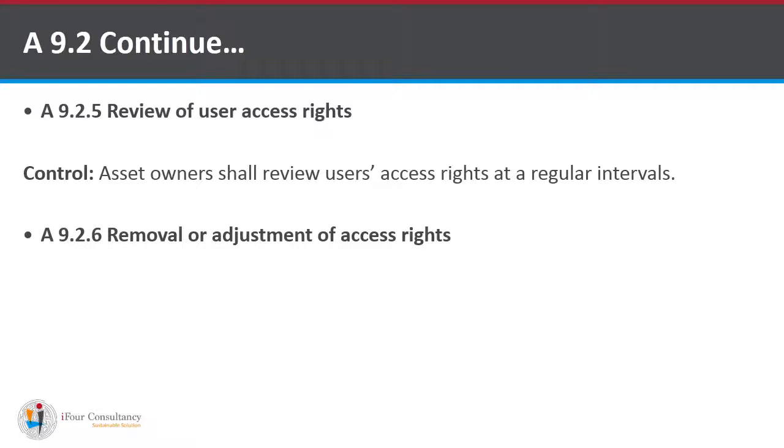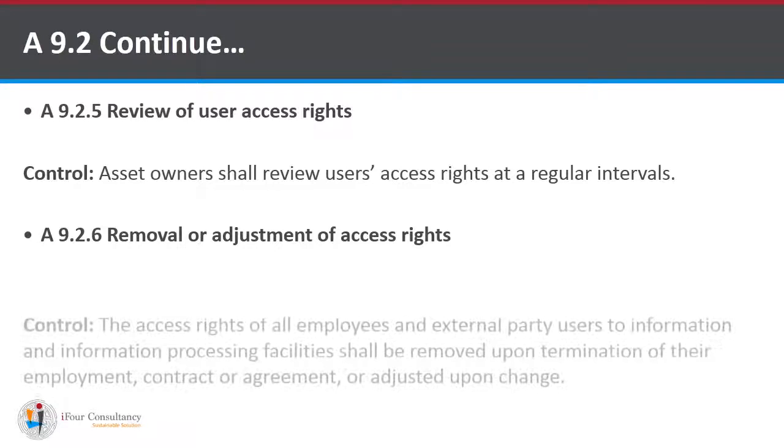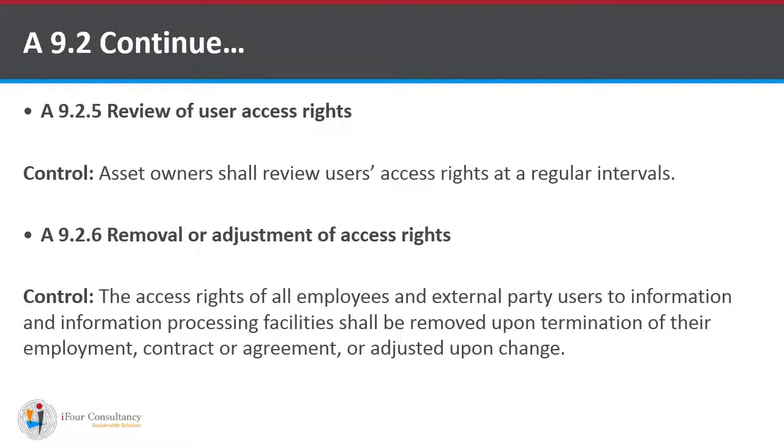A 9.2.6, and that is removal or adjustment of access rights. Control of it. The access rights of all employees and external party user to information and information processing facilities shall be removed upon termination of their employment contract or agreement or adjusted upon change.